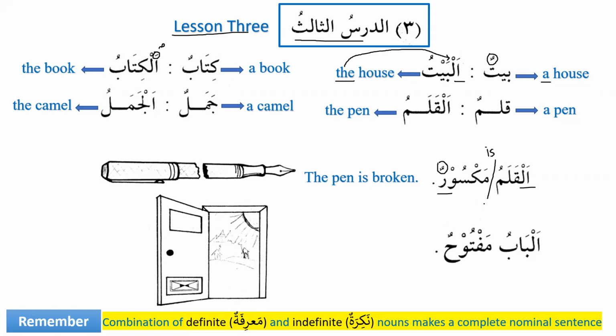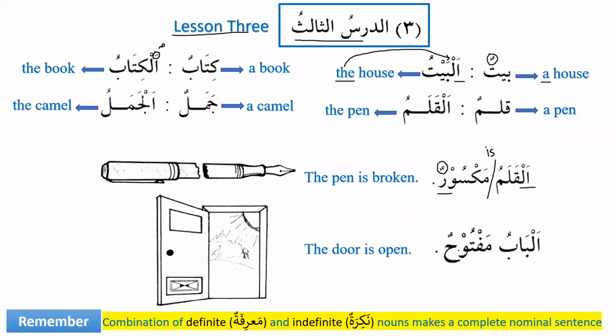In the previous two lessons, you remember we discussed Asma'ul Ishara. We discussed hada and dhalika, and we know that hada and dhalika are also definite nouns. Now we can see over here the third category: a noun, when we add al to that, also becomes a definite noun, or marifa. Then we have al-babu maftuhun, the door is open.